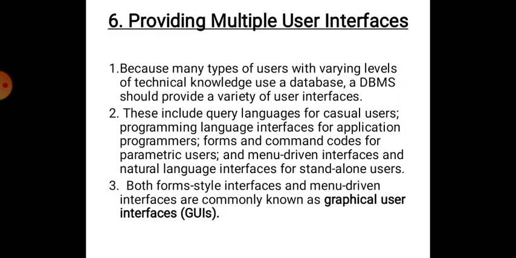Sixth, providing multiple user interfaces. Point number 1, because many types of users with varying levels of technical knowledge use the database, a DBMS should provide a variety of user interfaces. Students, you very well know there are different types of employees working in an organization. Naturally, they will be using this database, and since their technical knowledge is different, you should have various types of user interfaces so that users can interact very well.